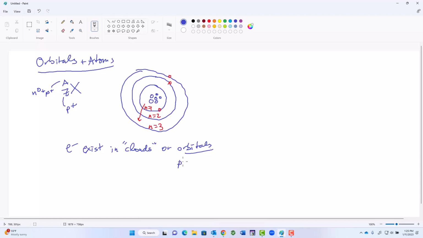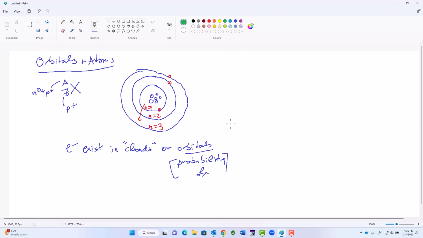Remember, this is a probability function, so it tells us in general where we're going to find an electron at any given moment. It doesn't tell us exactly where we're going to find an electron. Heisenberg's uncertainty principle and Pauli exclusion principle tell us that we cannot know exactly where an electron lies, but this probability function will give us a good idea of where an electron is going to lie in an atom.